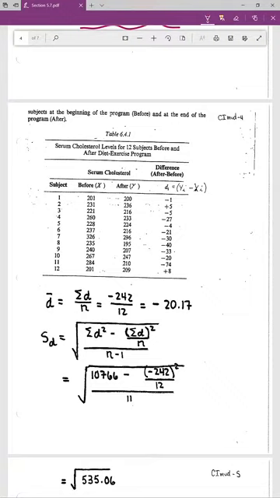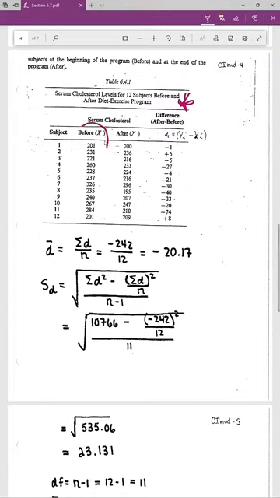So to take a look at an example of this, let's say we have subjects at the beginning of the program, and we are looking at before the program begins and after the program begins. All right, so we're going to be looking at serum cholesterol levels for 12 subjects before and after a diet exercise program. So we've got our before data that we'll call our X data and our after data that we will label Y. And we are being told that our difference is after minus before.